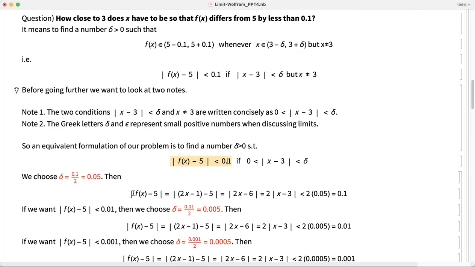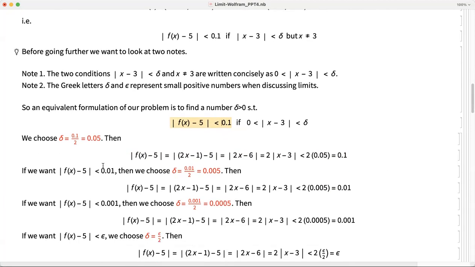So for the absolute value of f of x minus 5, we just substitute the definition of f of x into this expression and then simplify. That's what we're going to do. We get 2 times the absolute value of x minus 3. But see that absolute value of x minus 3? That's the distance between x and 3. So we set this to be less than delta, and we choose delta as epsilon over 2, which is 0.05. So 2 times the absolute value of x minus 3 is less than 2 times delta, which is 0.1. That's exactly the same number we chose for epsilon, right?